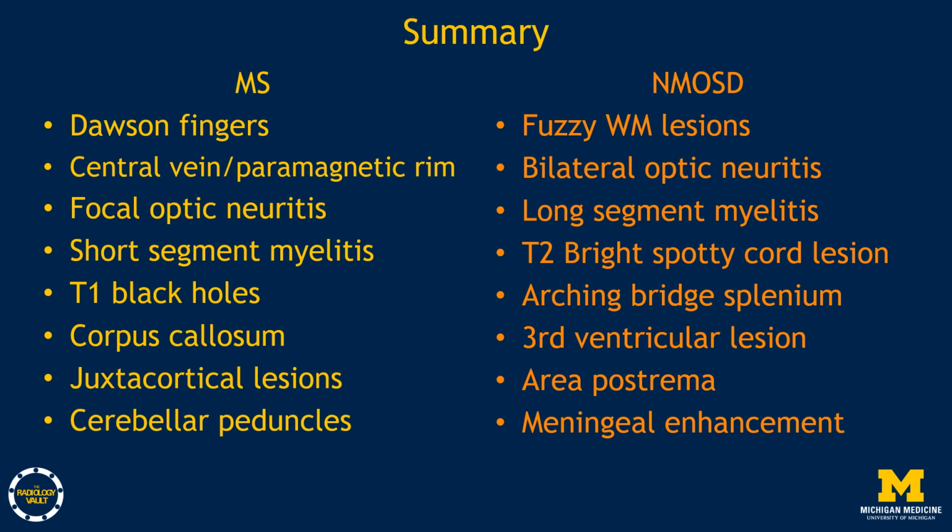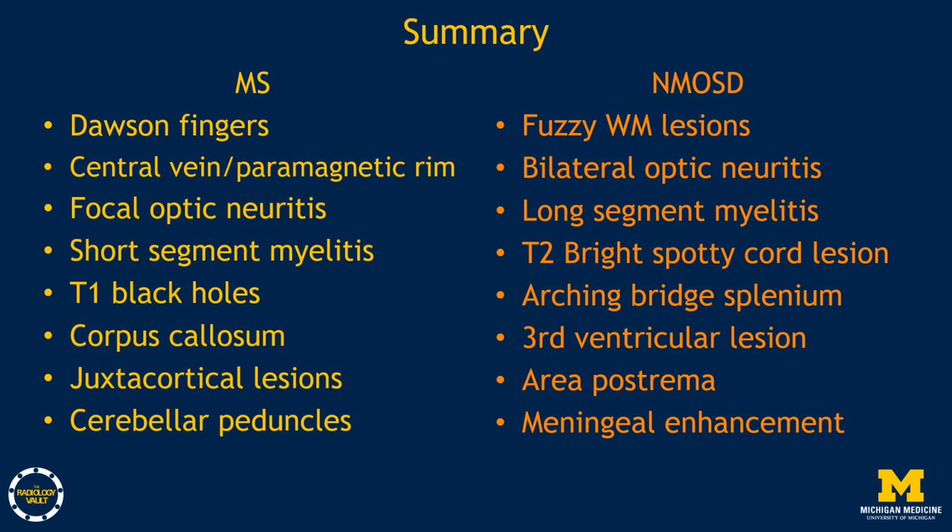In summary, multiple sclerosis is characterized by the presence of Dawson fingers that follow the distribution of the subependymal veins, the central vein and the paramagnetic rim signs that are visualized on susceptibility weighted images, more focal optic neuritis, and short segment myelitis. T1 black holes are a very well-known feature of chronic demyelination, frequent involvement of the corpus callosum, frequent presence of juxtacortical lesions, and involvement of the cerebellar peduncles.